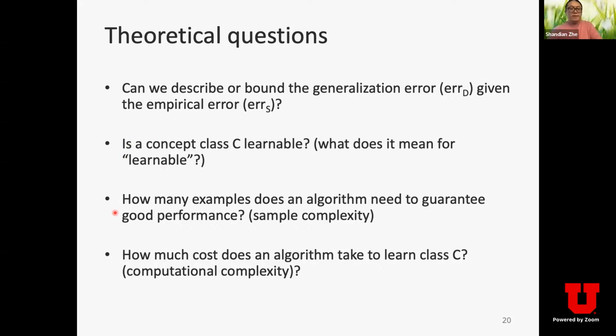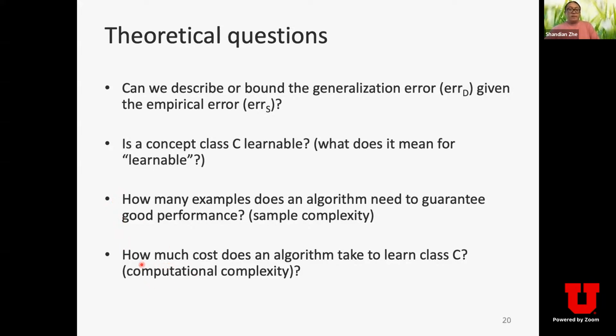And the third one is, to reach some good performance, how many training examples would you like to use? Of course, we don't want too many examples, because then our computation and memory will have a severe bottleneck.